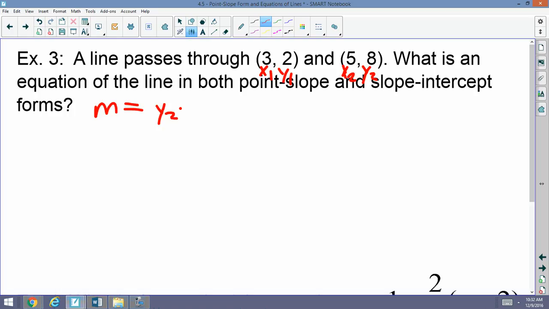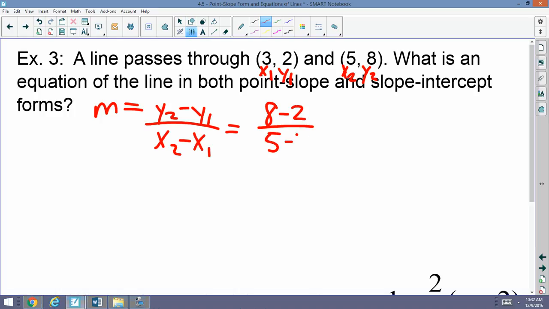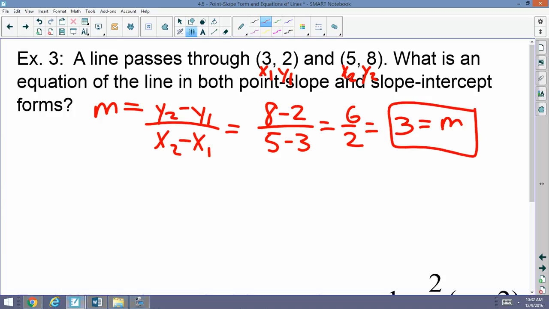So it's y2 minus y1 over x2 minus x1, which equals 8 minus 2 over 5 minus 3, which equals 6 over 2, which equals 3. And that's my slope. Now, the question was, can I use either point? Can I use x1, y1 or x2, y2? Absolutely, but why confuse yourselves? I stay consistent. I'm going to use the x1, y1 that I chose.